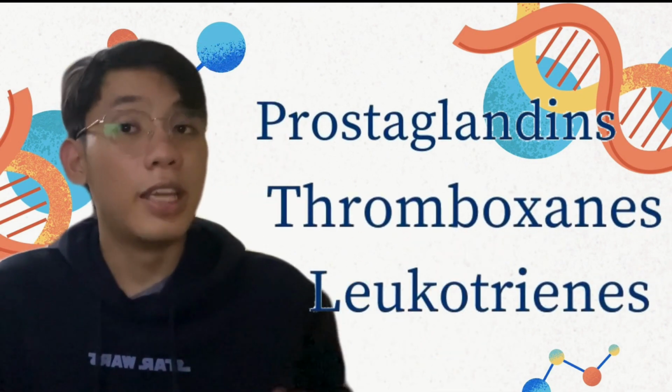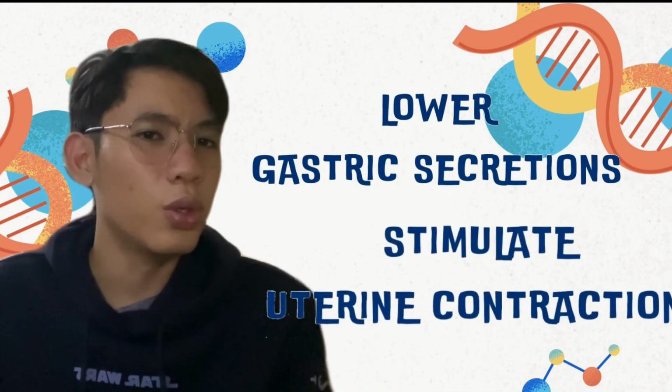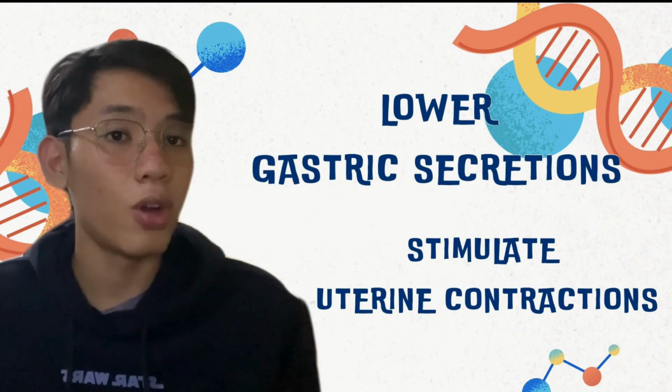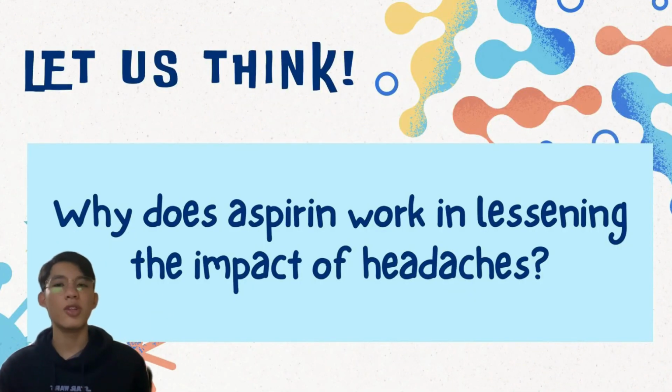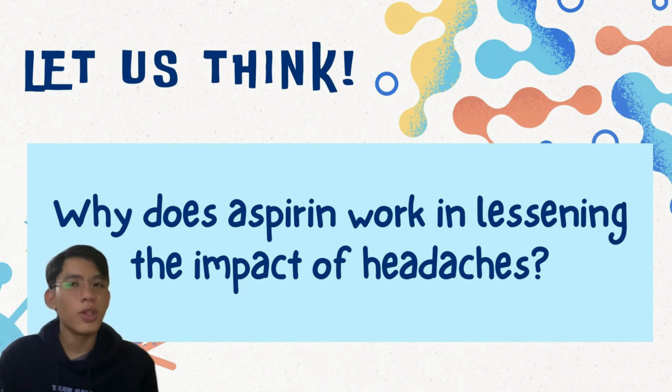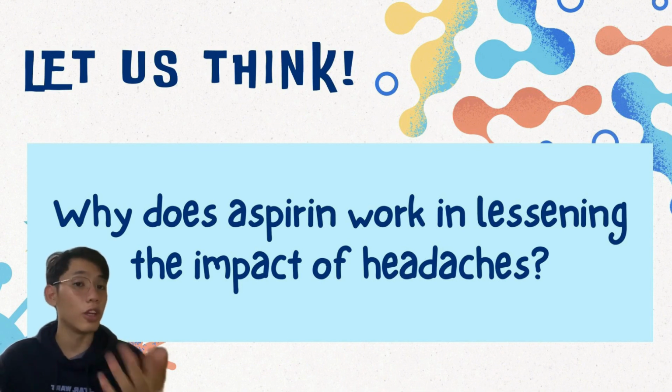Now, given the function of eicosanoids earlier, we can tell that they have hormone-like properties. They have specific functions, and some of these are to lower gastric secretions and stimulate uterine contractions. Were you able to write that down? Now, my question for you is, have you noticed that when you're having headaches, you sometimes take aspirin? Why do you think those work in lessening the impact of such headaches?